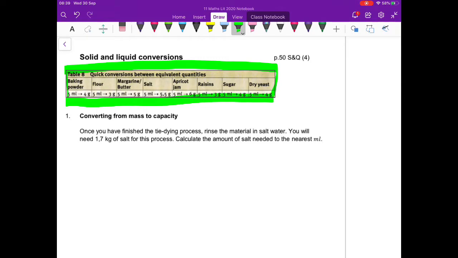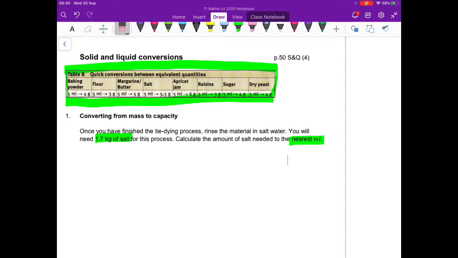Once you have finished the tire dyeing process, rinse the material in salt water. You will need 1,7 kilograms of salt for this process. Calculate the amount of salt needed to the nearest milliliter. Remember, nearest means round up to a whole number.